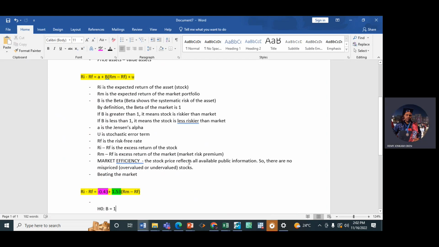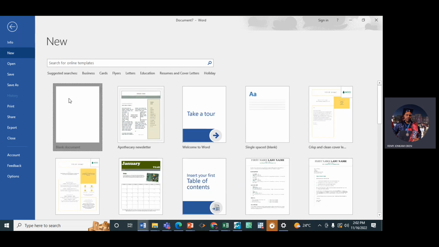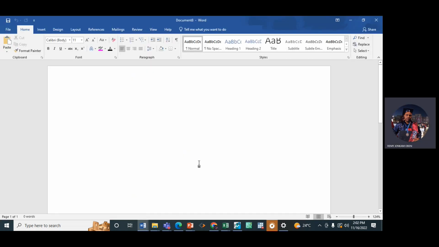It would have been easy for multiple regression, but for simple regression, it will not be too long. I'll just try my best.